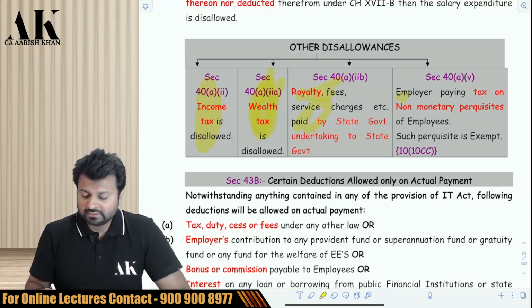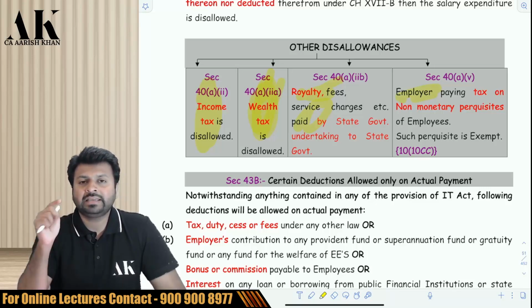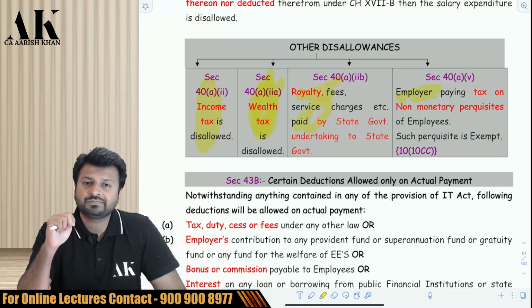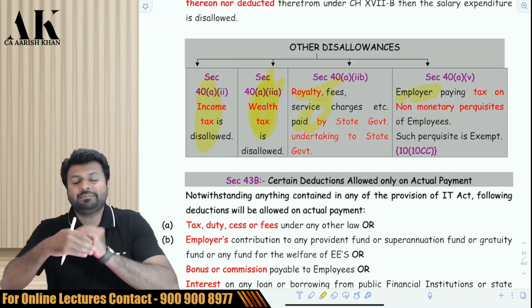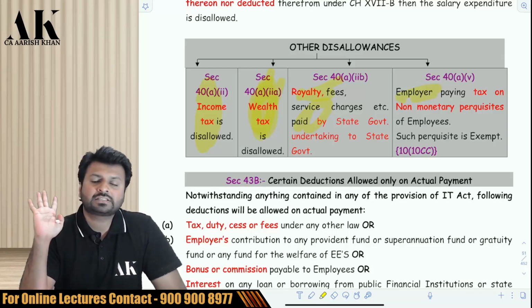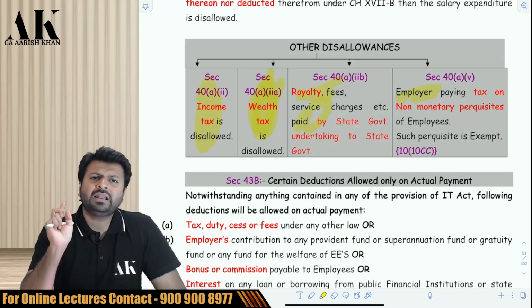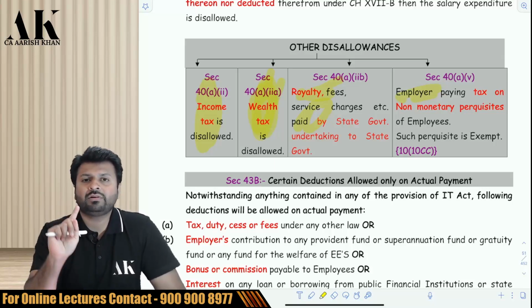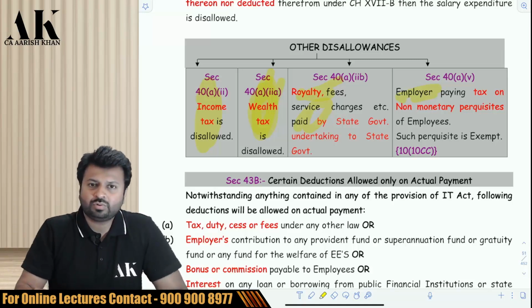And last but not least, if an employer is paying tax on non-monetary perquisites of the employees: I am an employer, you are an employee, and I gave you a furnished accommodation, and on that furnished accommodation I am paying your tax, I am bearing your tax. So that tax will be disallowed in my hands, and the perquisite will be exempt in your hands under section 10(10CC). The tax portion, not the perquisite portion, is disallowed. The perquisite portion will be allowed as an expenditure, but the tax portion will not be allowed as an expenditure, and that perquisite will be exempt in the hands of the employees. I hope it is clear to all of you.